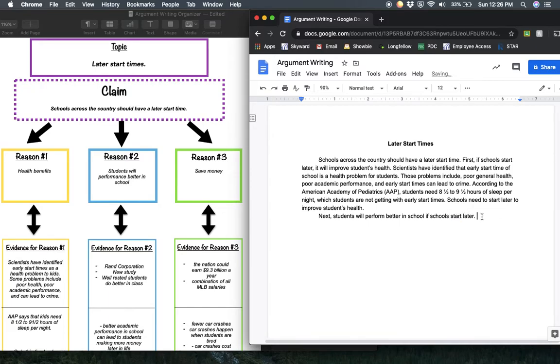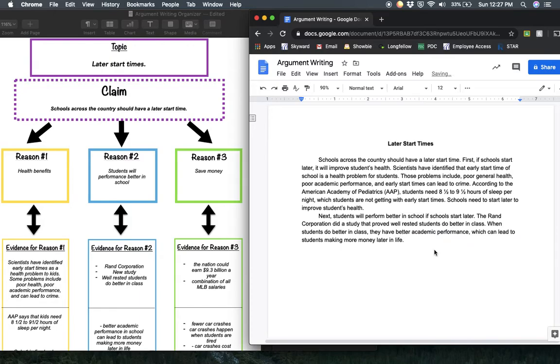Oh, I need to put an S there. Now I need to go down here into these notes, the evidence. The Rand Corporation did a study that proved well-rested students do better in class. When students do better in class, they have better academic performance, which can lead to students making more money later in life.